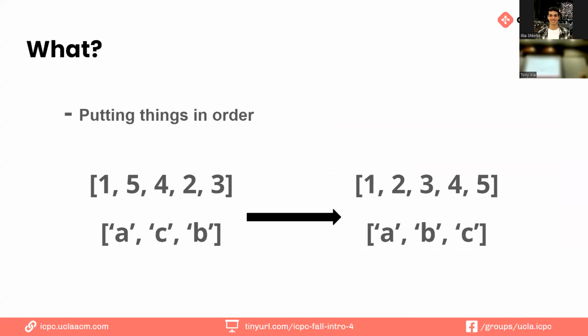Okay, so sorting, as the name implies, is basically taking an array or a collection of objects, and then we're going to sort them into the right position. So for example, if you have 1, 5, 4, 2, 3, then if we sort them in ascending order, it becomes 1, 2, 3, 4, 5. But you don't necessarily have to sort an array of integers. You can sort anything you want that has a natural ordering. So for example, if you have characters, A, C, B, then you can sort them and it'll become A, B, C.